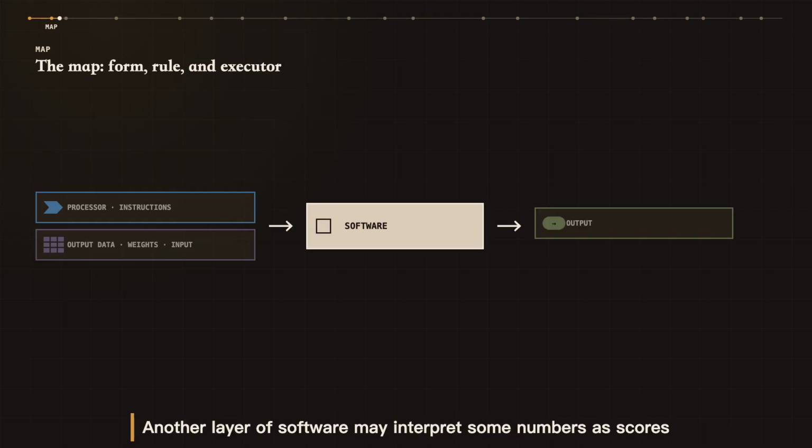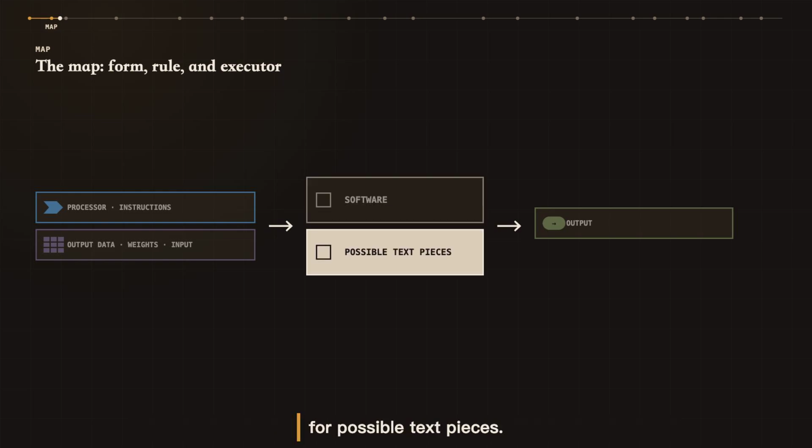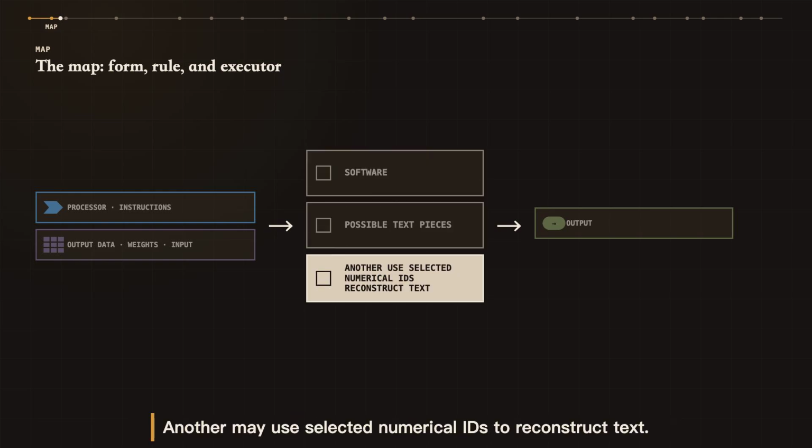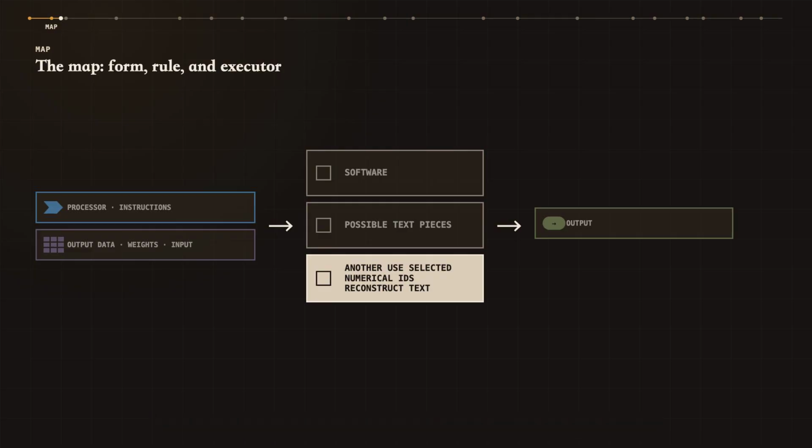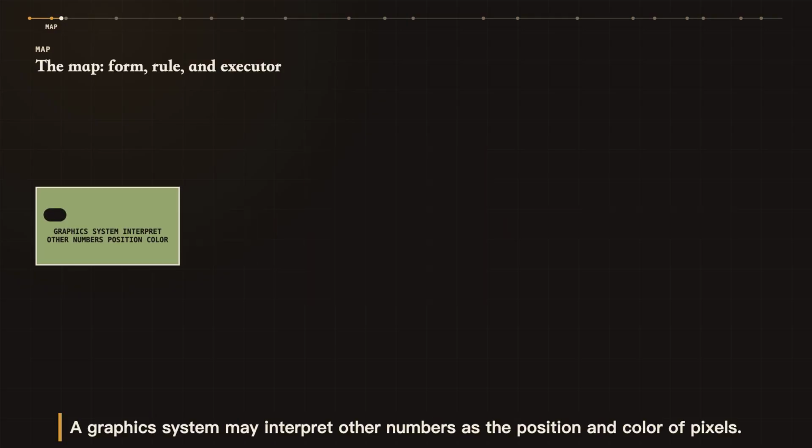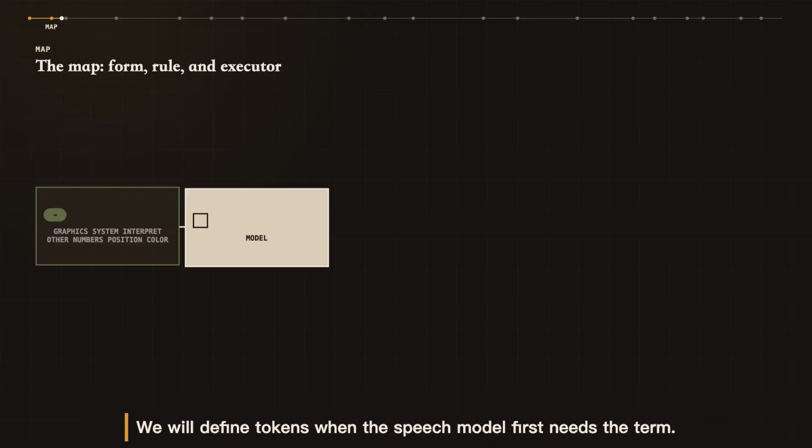Another layer of software may interpret some numbers as scores for possible text pieces. Another may use selected numerical IDs to reconstruct text. A graphic system may interpret other numbers as the position and color of pixels. We will define tokens when the speech model first needs the term.